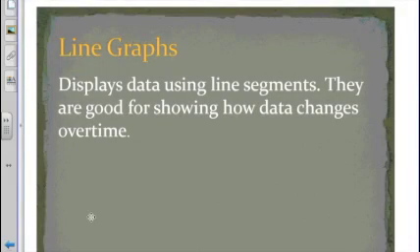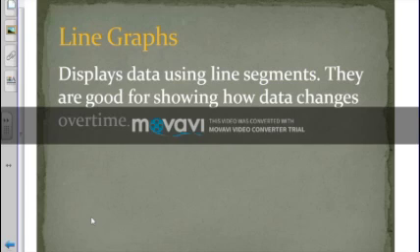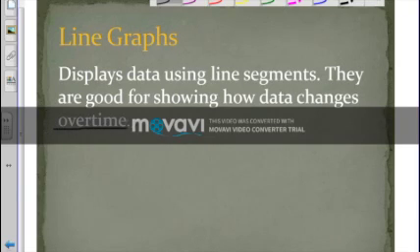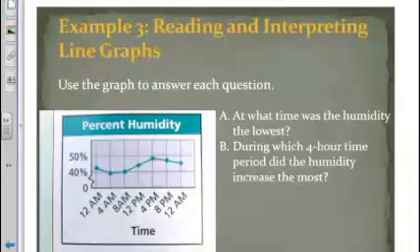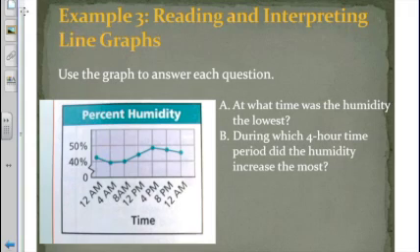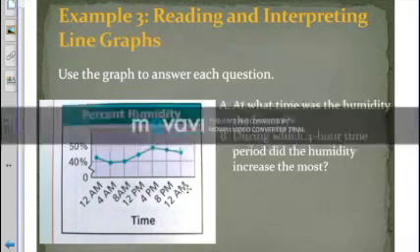The next type we're going to talk about are line graphs. Line graphs are really good to see what changes over time. So if you see a situation that uses the words over time or time is being compared, chances are you should use a line graph. Here is our example of a line graph. Right here it's percent humidity throughout the day.